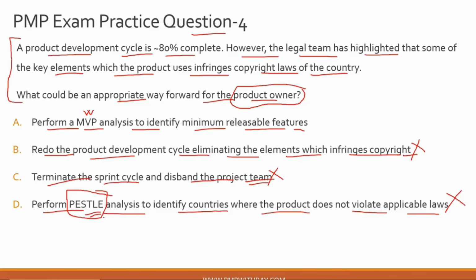Okay. So that is why option D is incorrect. Option C is incorrect. Option B is incorrect. And the correct answer to this question is option A, which is to perform a minimum viable product analysis to identify the minimum releasable features.